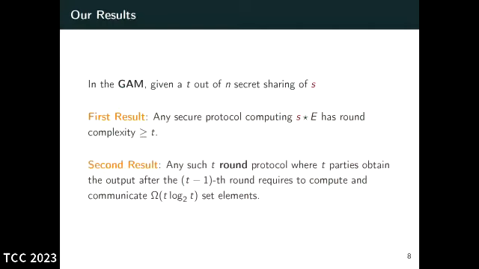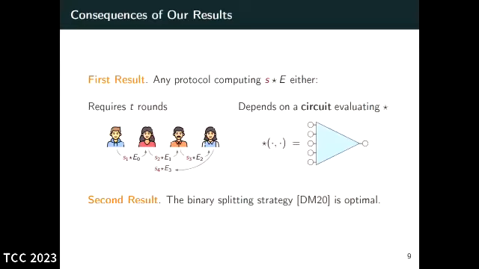And the second result is essentially that any T-round protocol in which T users compute the output in the second to last step cannot require communication complexity smaller than T log T. So essentially, the previous construction by Lefebvre and Meyer is optimal. So of course, there are some consequences of these results.